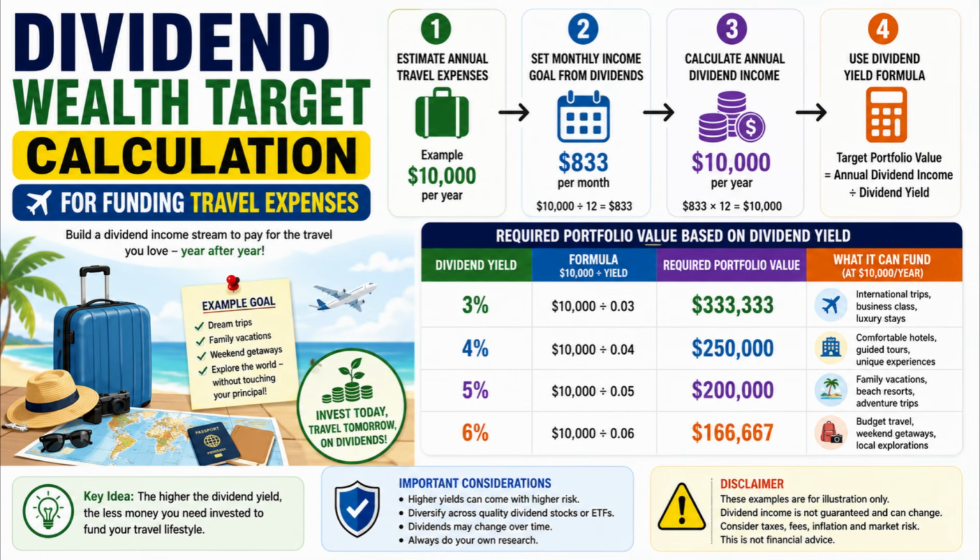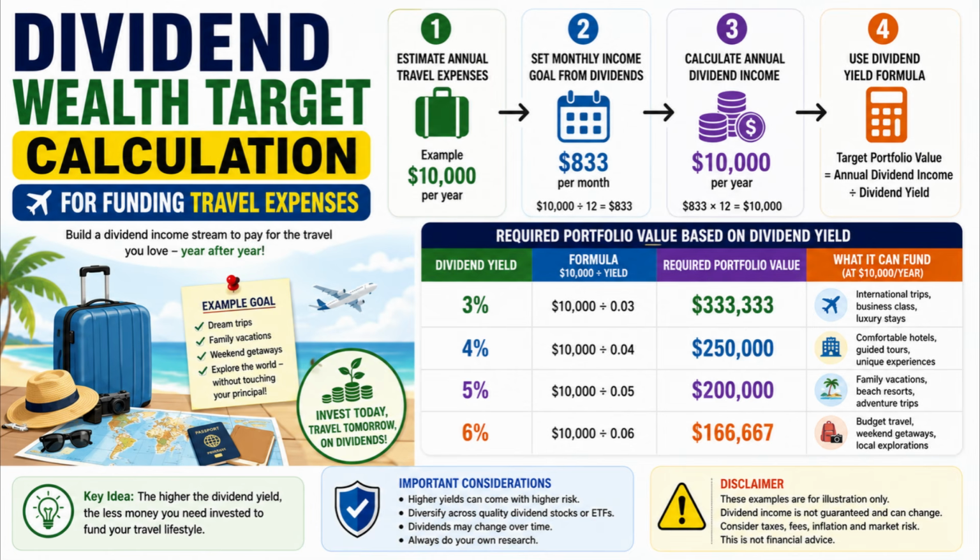Next, convert the annual travel expense into a monthly dividend income goal. Since the example travel budget is $10,000 per year, divide $10,000 by 12 months. This gives about $833 per month. So, if your dividend portfolio can generate around $833 every month, it may help cover a $10,000 yearly travel budget.